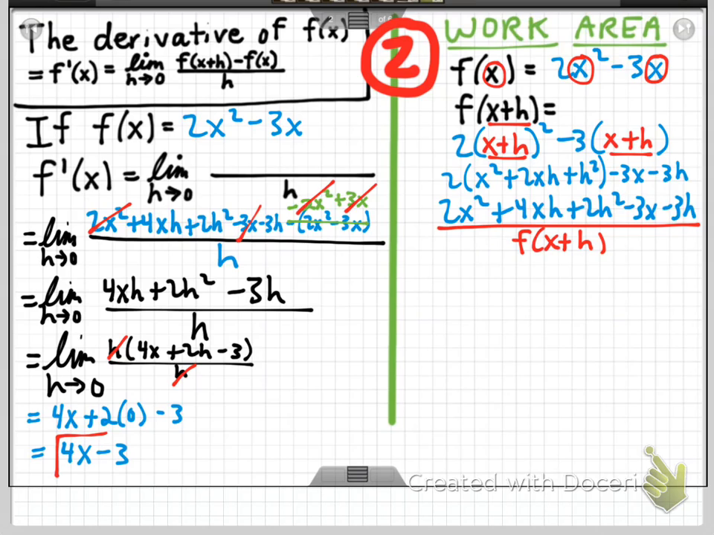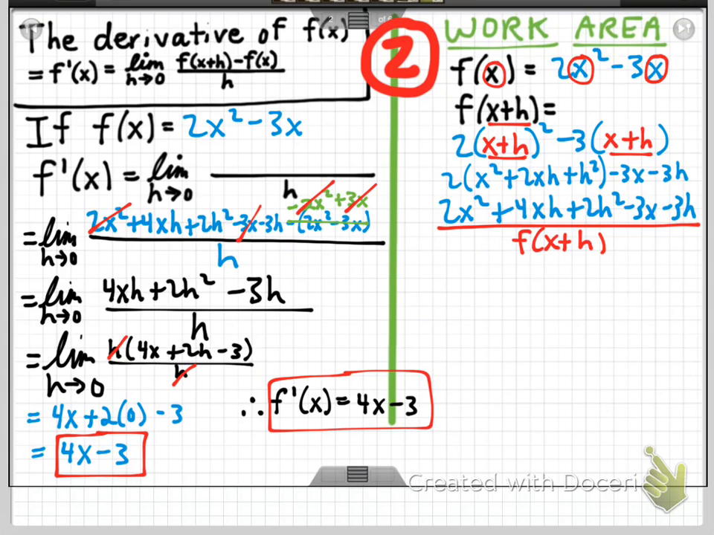And that's what the derivative of f of x is. So f prime of x is that. And if we want to get really professional, we say, therefore, f prime of x equals 4x minus 3, just to make sure that you can see the big picture. That's what we were trying to do. We were trying to find the derivative of f of x if f of x is 2x squared minus 3x. Okay, so there you go.